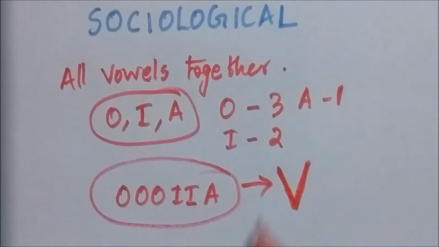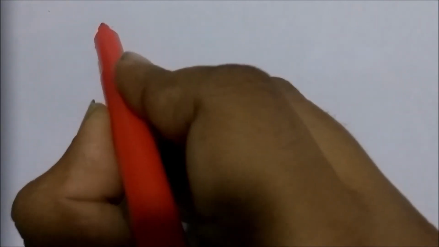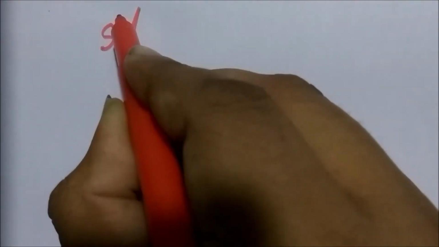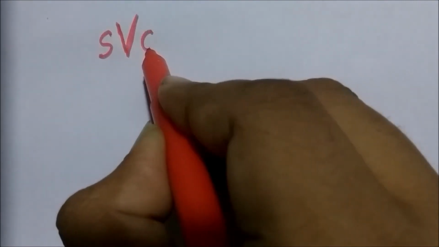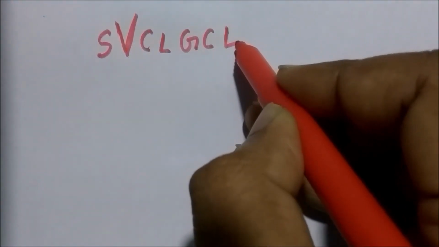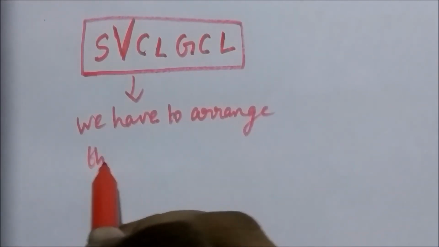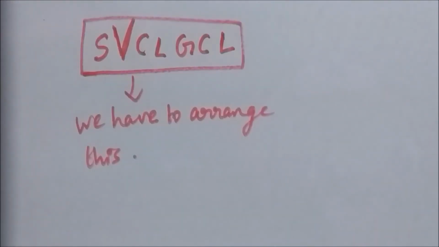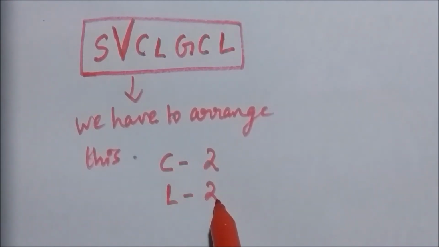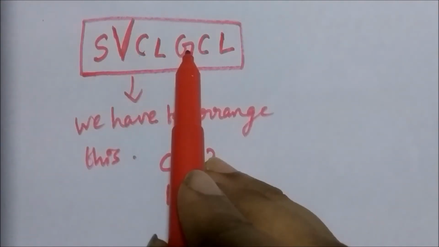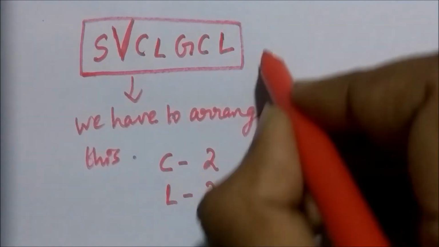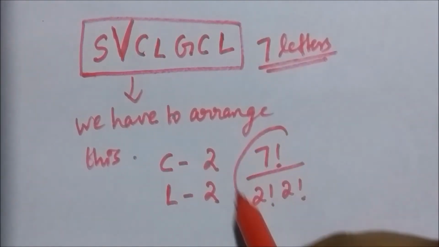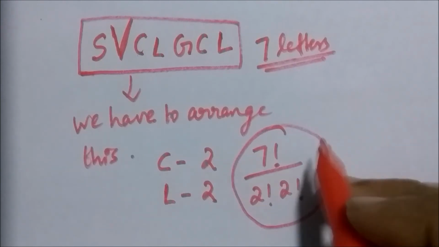Okay, one big V. Now, if you observe here, we have 7 letters: S, big V, C, L, G, C, L. That's what we want to arrange now, because already 3 O's, 2 I's and 1 A have been combined into one single letter, big V. Okay. How many ways can we arrange this? We know that here C is repeating 2 times, L is repeating 2 times, and it's a 7 letter word, right? So the number of ways of arranging this is 7 factorial by 2 factorial into 2 factorial.